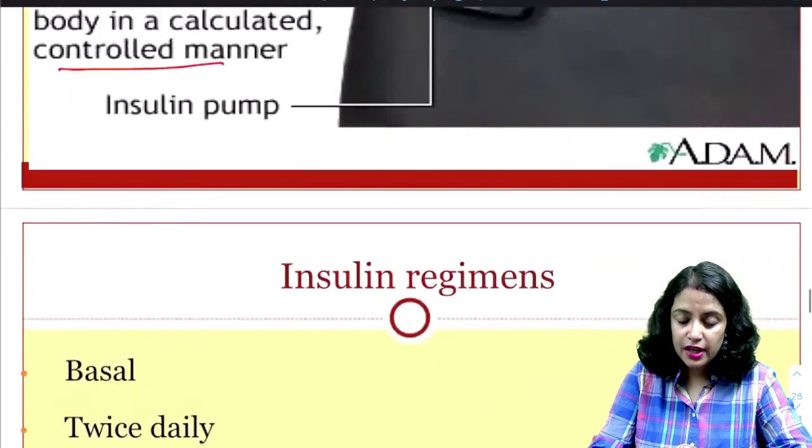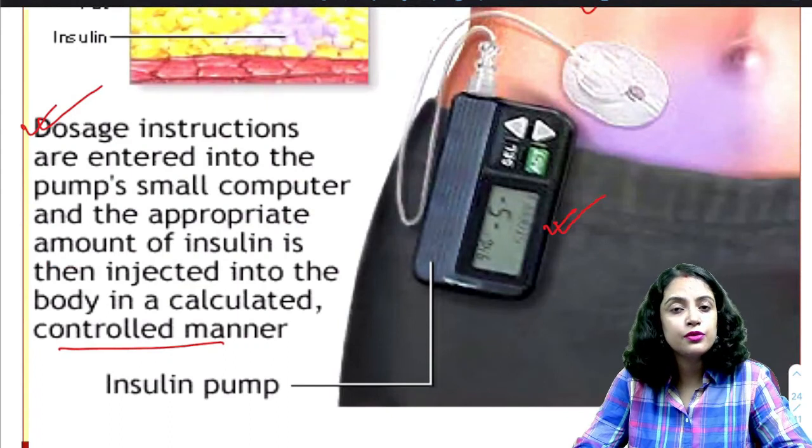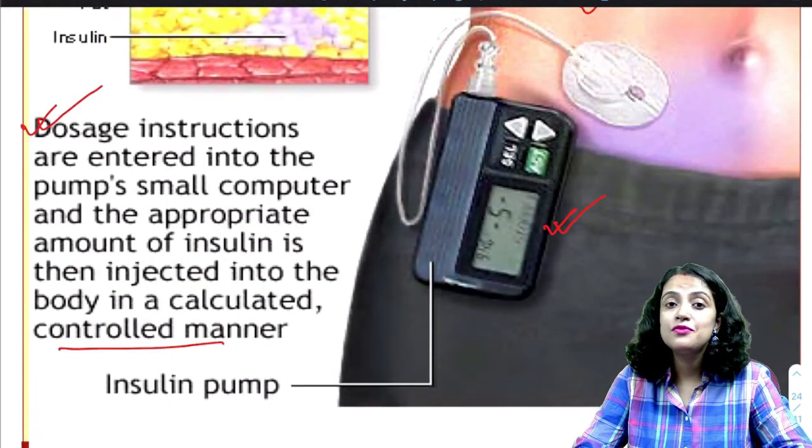So this much today. In my upcoming classes, I'll be talking about the insulin regimens, different insulin regimens, and how and when we need to give insulin to a particular patient.